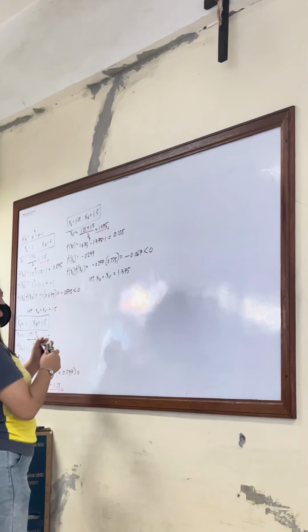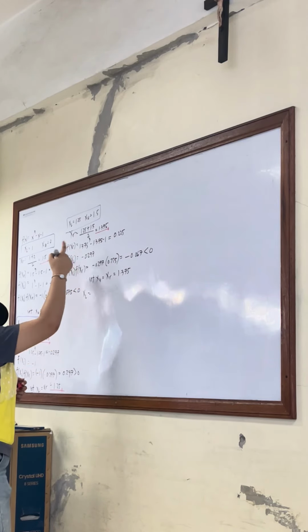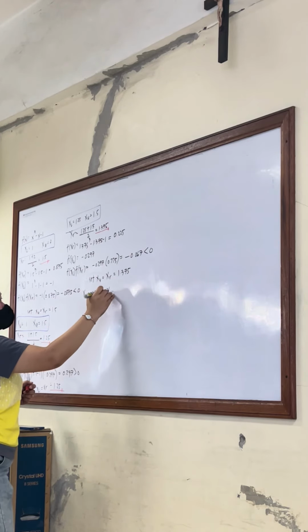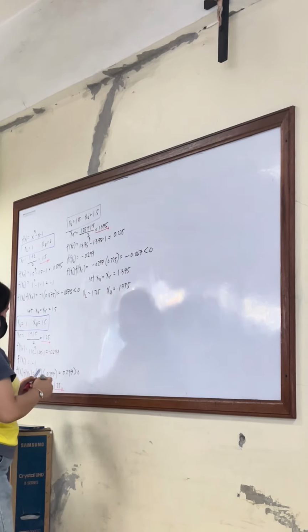Nabalik na pod. Okay, so we have our XL, XU. XL na to is 1.25. XU na to is 1.375.